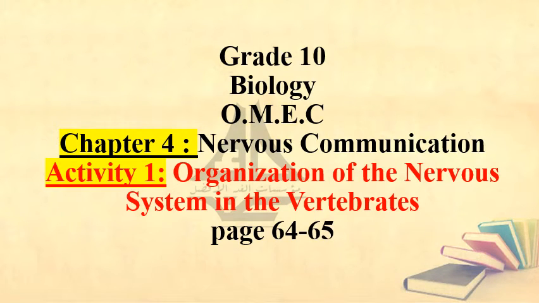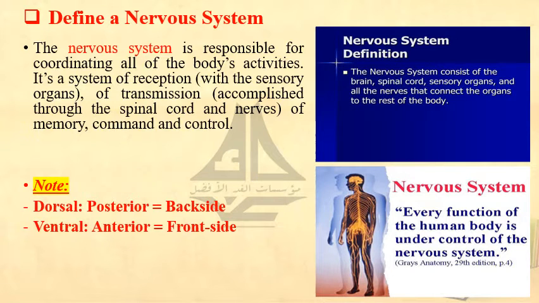Hi everyone. Today we are going to start with the chapter 4 nervous communication. We are going to explain activity 1, which includes the organization of the nervous system in the vertebrates, page 64-65. At the beginning, we are going to define a nervous system.